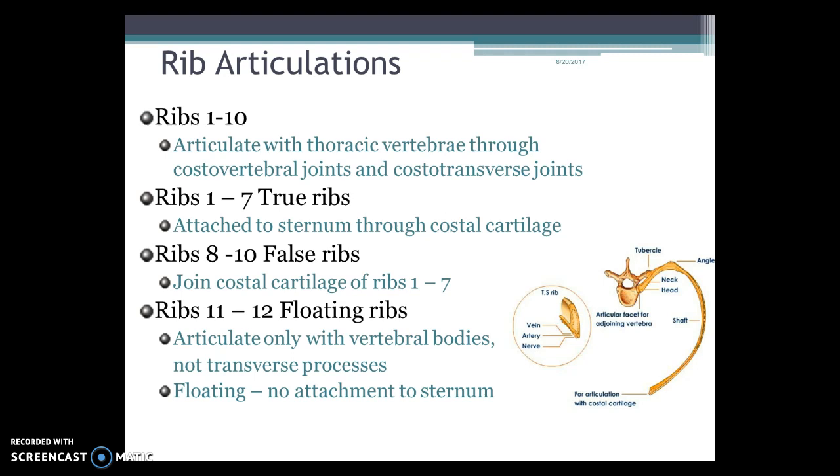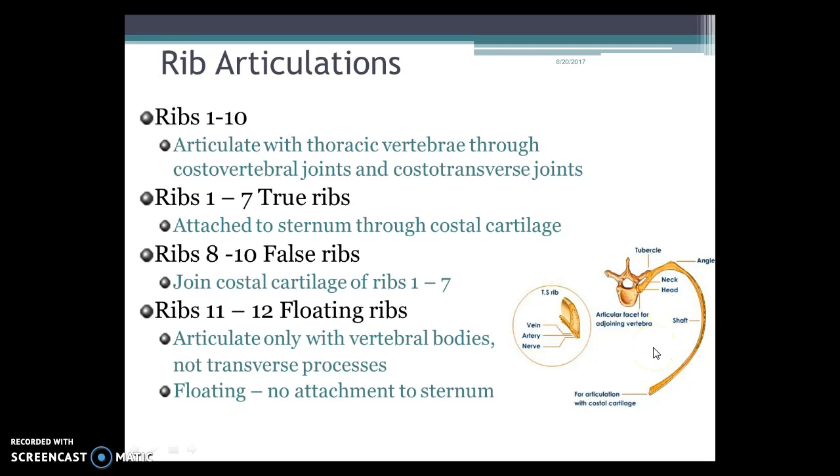Okay. Rib articulations. Ribs 1 through 10 articulate with the thoracic vertebrae through costovertebral joints and costotransverse joints. So here on the vertebral body is where that rib articulates, and then also on the transverse process, that's the costotransverse joint right here. I think we'll get a close-up in the next slide.